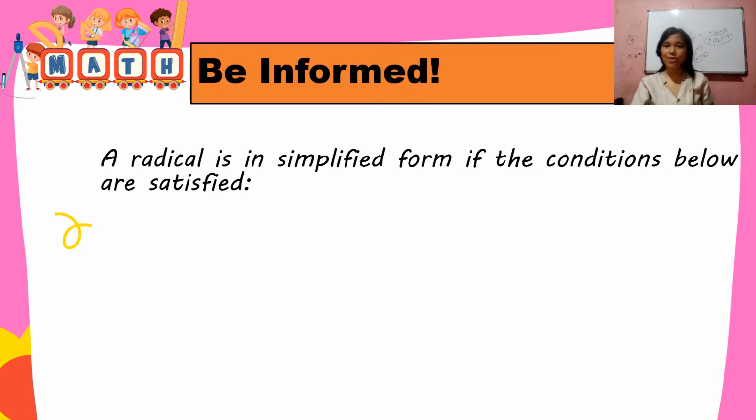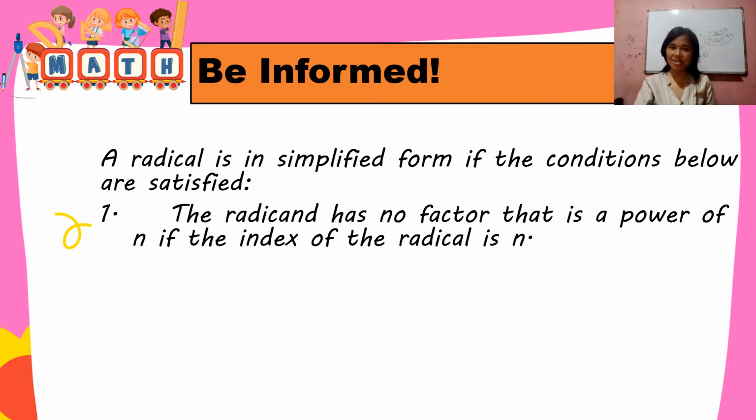Okay, so how do we know that the radical is in simplified form? Here are some conditions. First is that the radicand has no factor that is a power of n if the index of the radical is n. Okay, medyo mahirap intindihin, no? Okay, you'll know better when we get to the examples later.